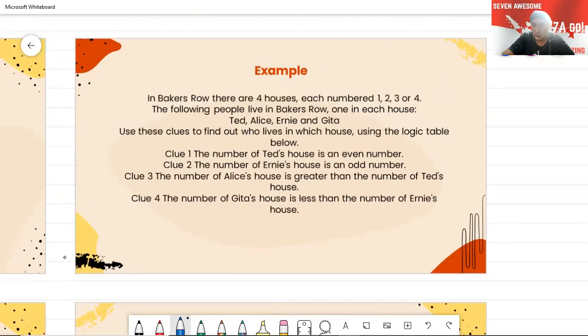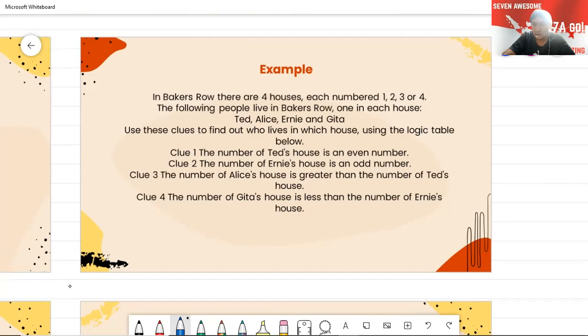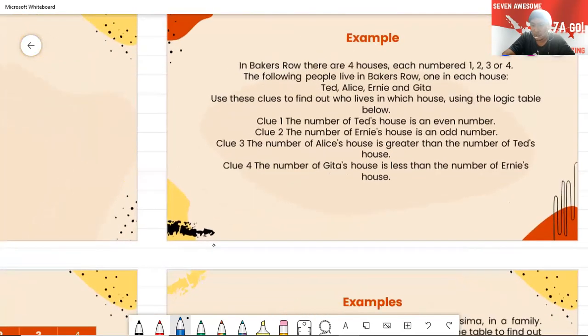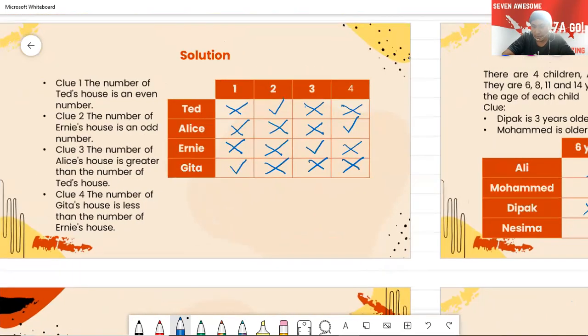In Baker's Row, there are 4 houses, each numbered 1, 2, 3, or 4. The following people live in Baker's Row, 1 in each house: Ted, Alice, Ernie, and Gita. Now, use these clues to find out who lives in which house using the logic table below. Okay, this is the logic table.